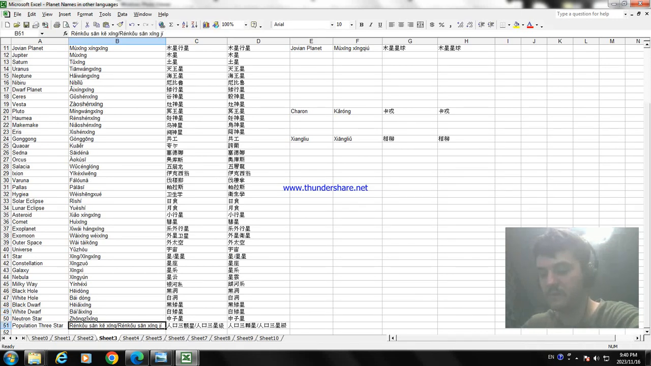So I put this one: 人口3星级. So we're going to change it for the second one, and if I add the S, 人口3颗星. So I guess those are two ways to say population 3 star in Mandarin.